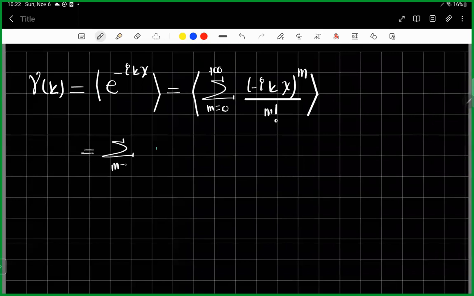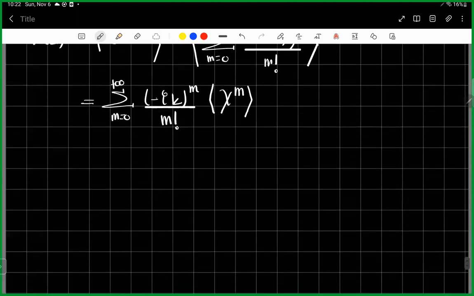The sum from m equals 0 to plus infinity. So this here, what we can do is say that this is minus ik to the power of m divided by m factorial. And here we just have the expectation value of x to the power of m, which is the m-th order moment.